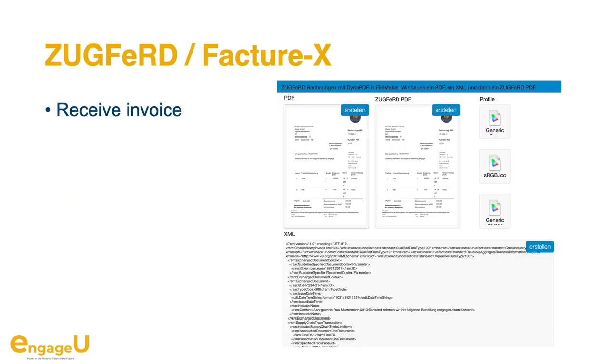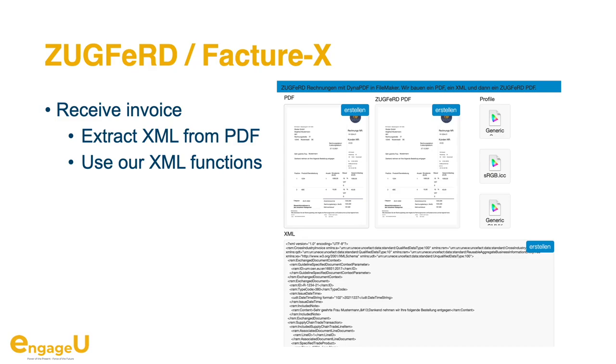We have Zugpferd functions, or in French, Factur-X, where we have functions for receiving invoices. So we have the possibility to read the XML from the PDF file, and then you can use our XML functions to process the XML and get all the values from the invoice into your fields.